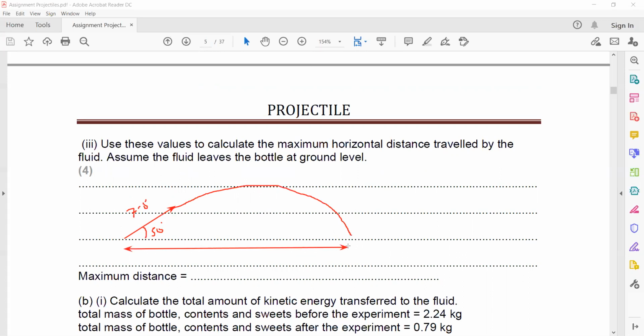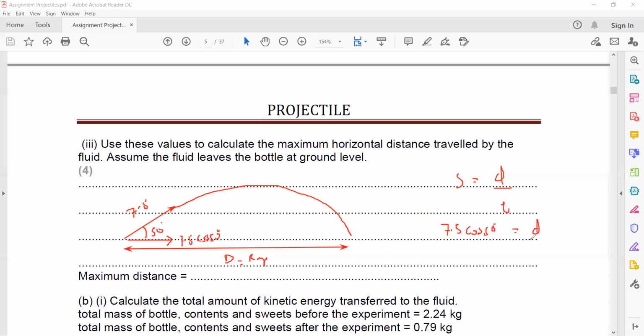Now, to calculate a range, I told you, if you are calculating a horizontal distance, there is no acceleration in the horizontal component. So we can use the formula speed is distance over time. We have the speed, but what speed? Not the total speed, the horizontal speed. The horizontal speed was 7.5 cos 50, because we are finding a range. The distance is a range. So 7.5 cos 50.